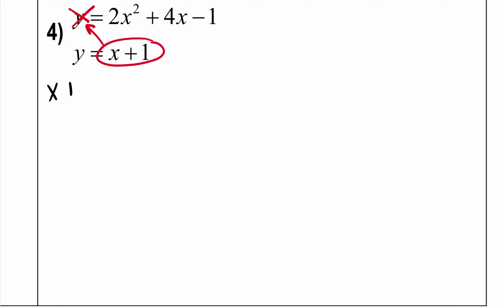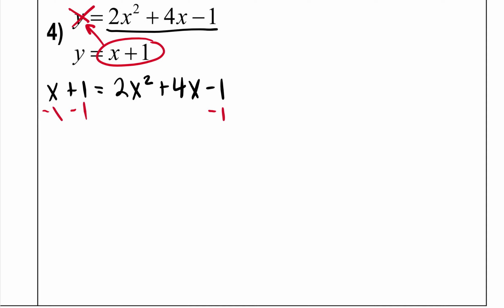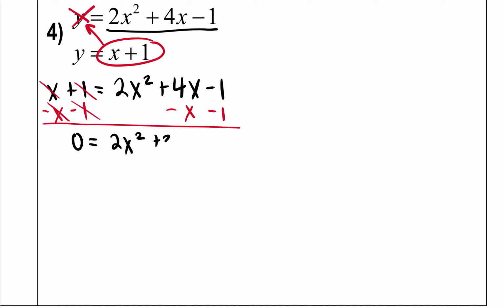So I have x plus 1 equals, then I write this whole thing right here, 2x squared plus 4x minus 1. Move everything to the right side. So minus 1 and minus x. Now I have 0 equals 2x squared. 4 minus 1 is 3x, and then negative 1 minus 1 is negative 2.